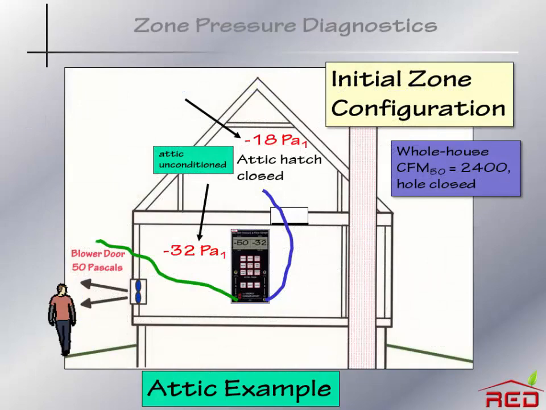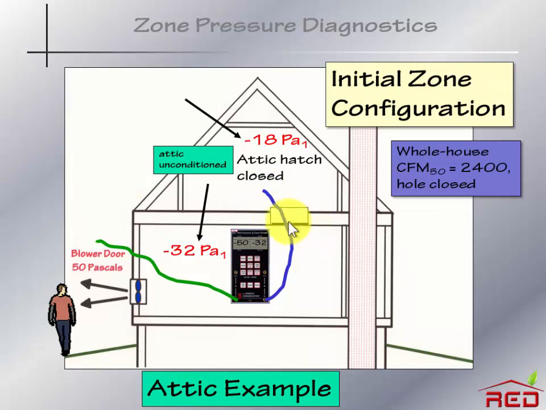All right, let's do an example with ZPD to an attic. We'll treat the attic as a zone. Here we have the setup. We're going to use one digital manometer because most of you will only have one. We set up the blower door, and in this case we are going to depressurize the house to 50 pascals. You could also pressurize. We take a hose and we put it up in the attic hatch, and then we close the attic hatch again.